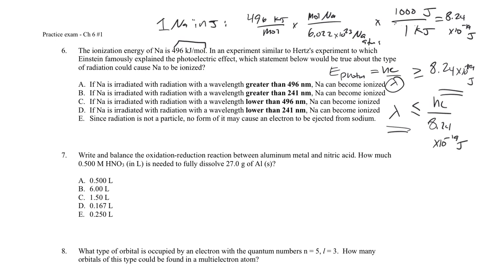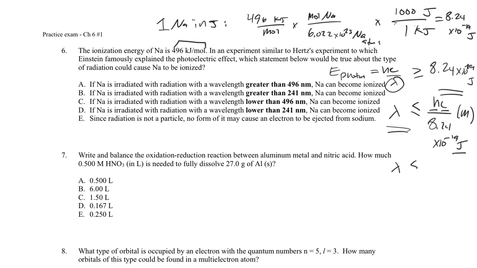And so I'm just going to do that math without writing it out, but 6.626 times 10 to the minus 34 times 2.998 times 10 to the 8 meters per second, divided by 8.24 times 10 to the minus 19. So I have joules times seconds for h, meters per second for the c, divided by joules. So I'm left with just the units of meters as the only unit that doesn't cancel.